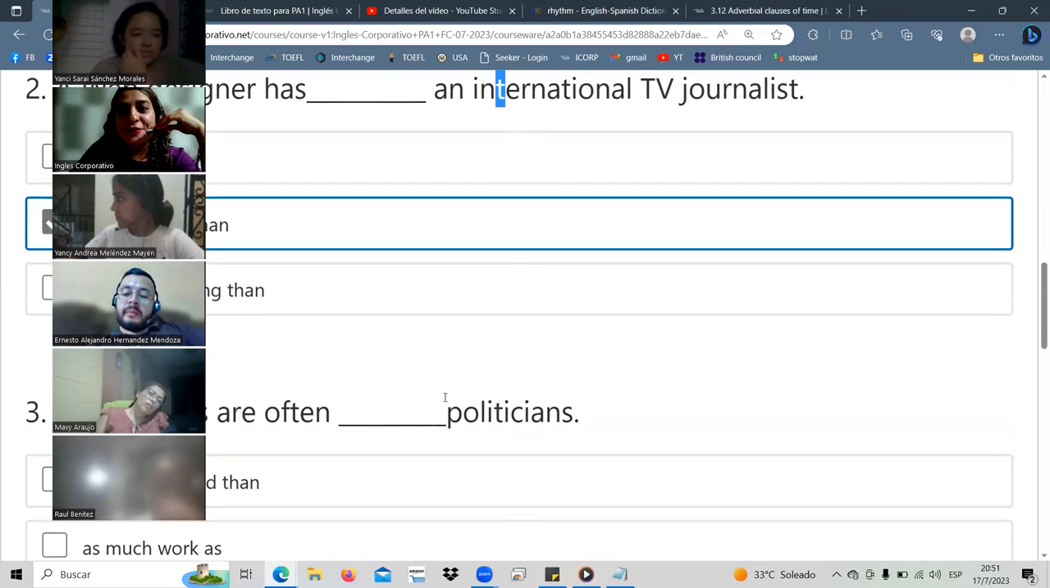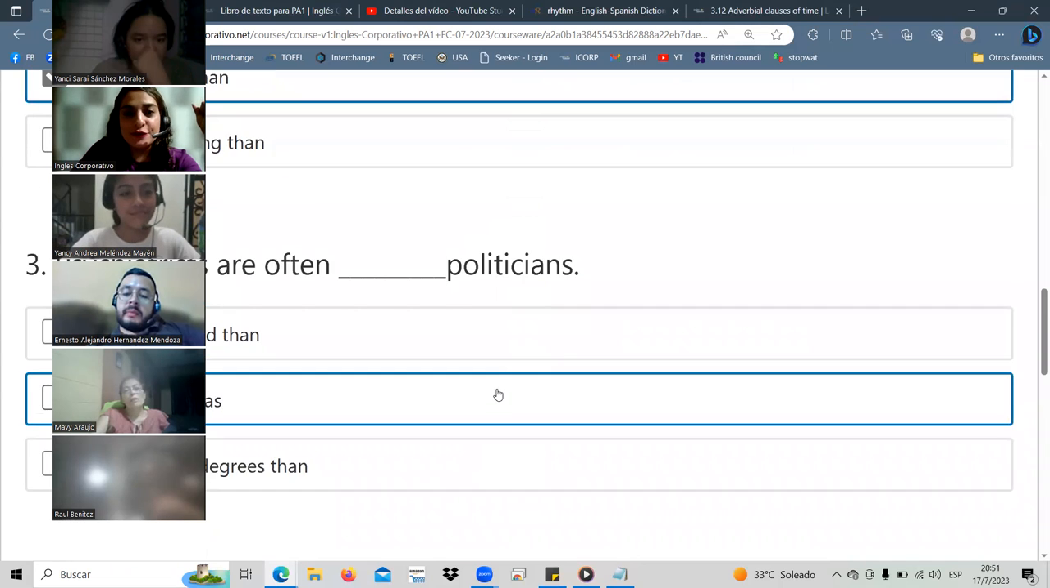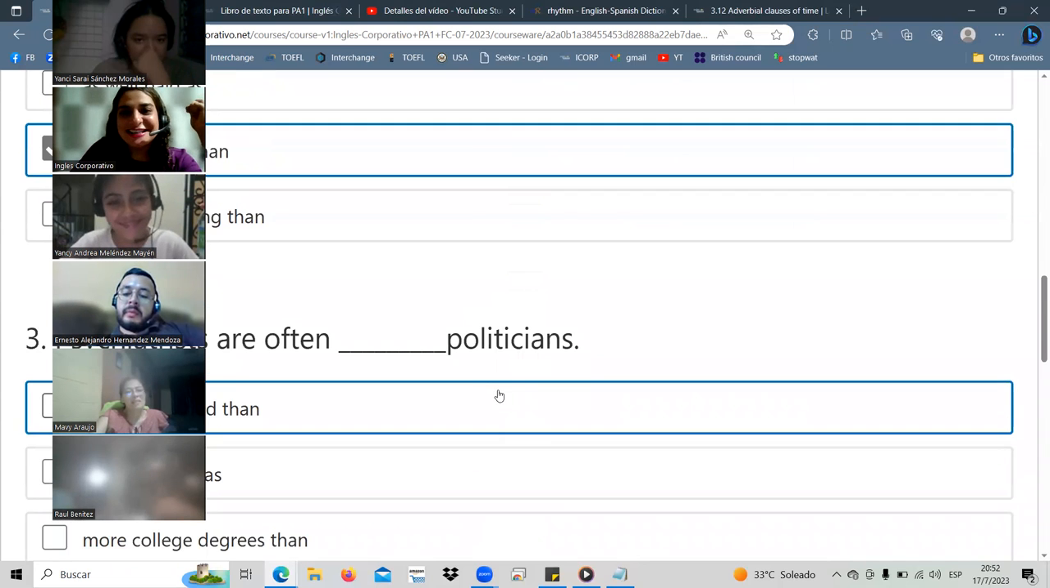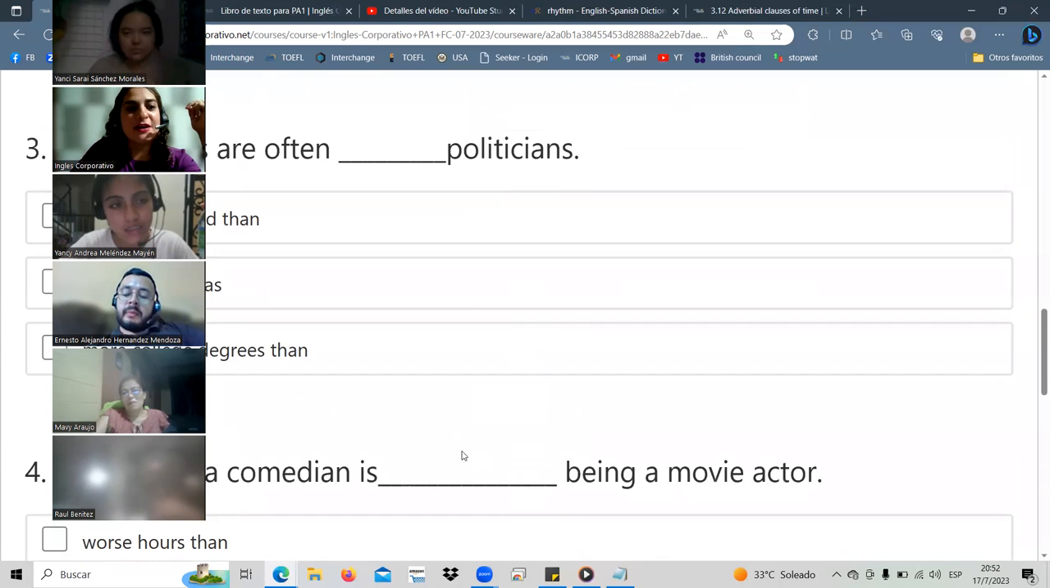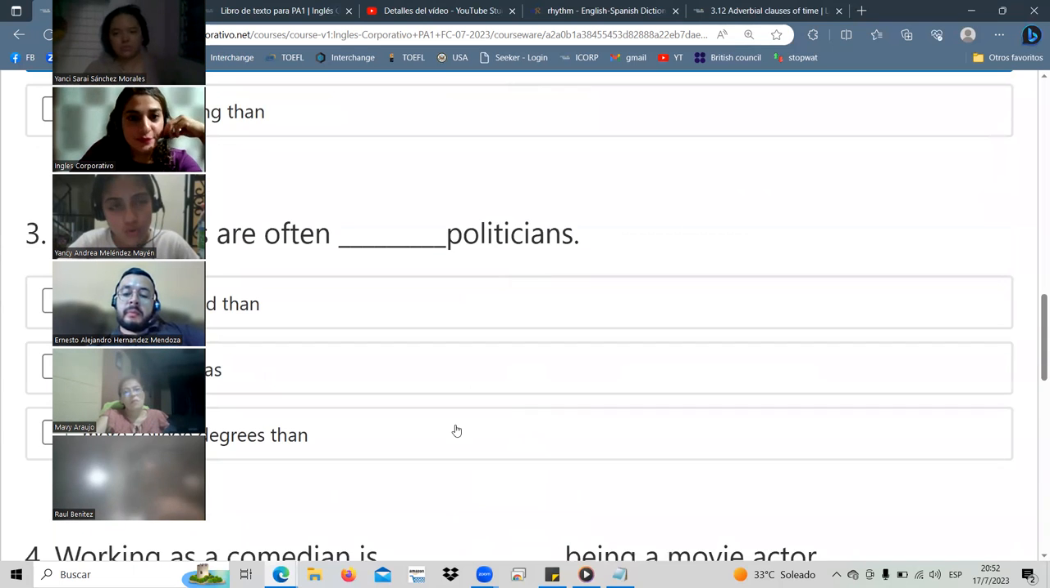And number three, who wants to read it? One, two, three. Yancy, Andrea, and then Marina, and then Sullivan, las últimas que nos faltan. Okay.